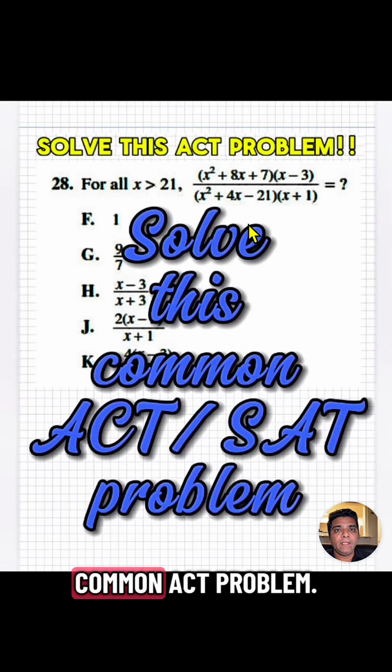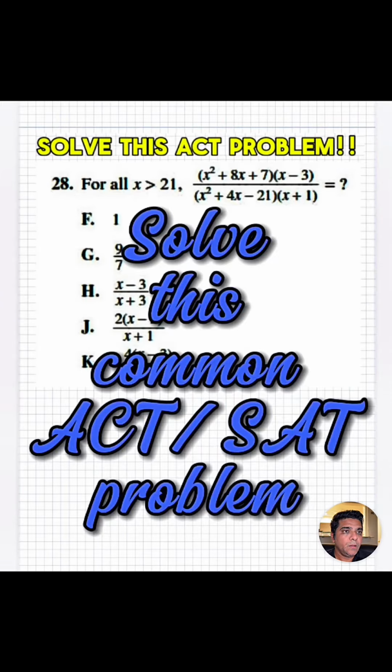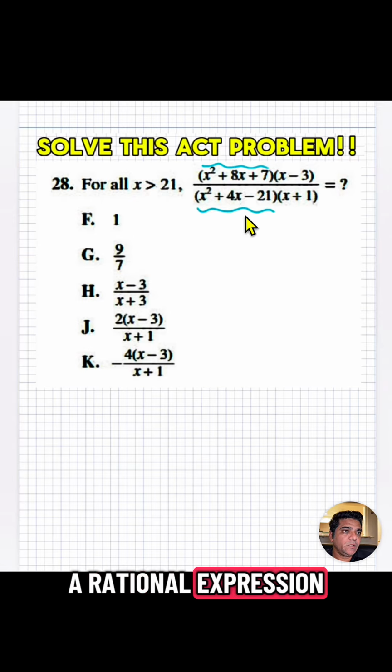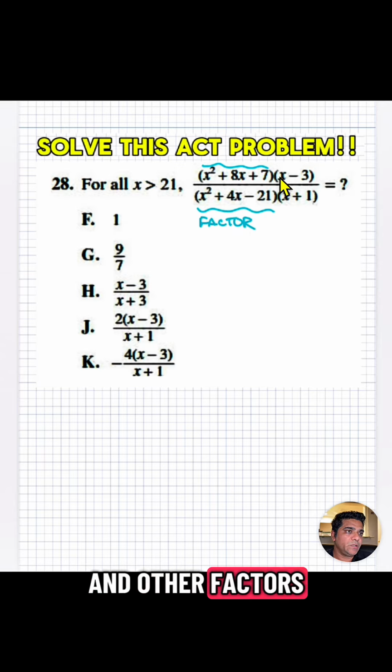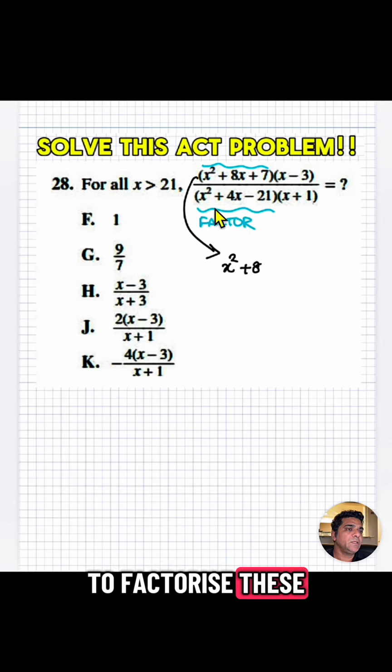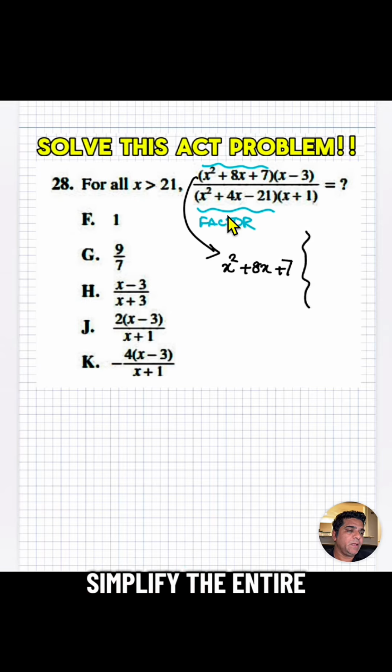Let's take a look at this common ACT problem. So we have a rational expression with the quadratic equation on the top and the bottom and other factors here. So we want to try to factorize these so that we can simplify the entire expression.